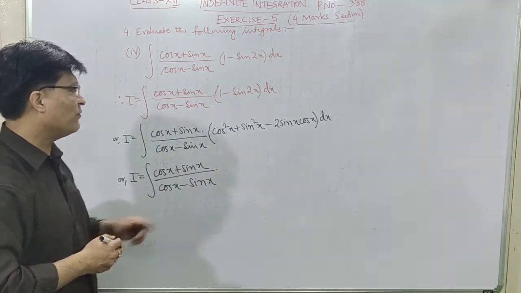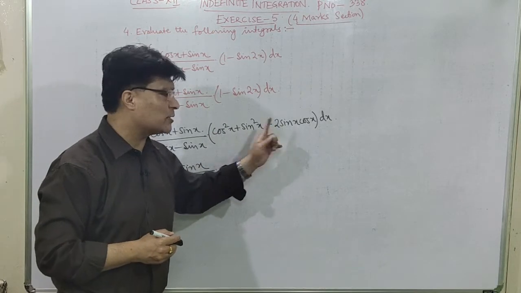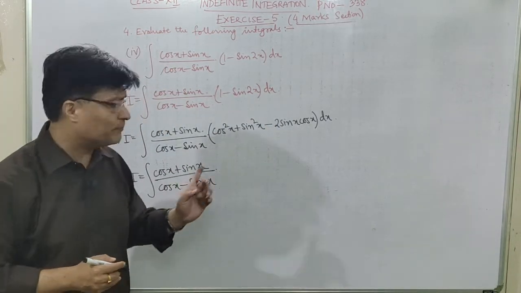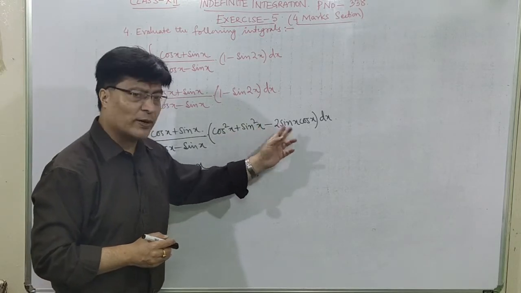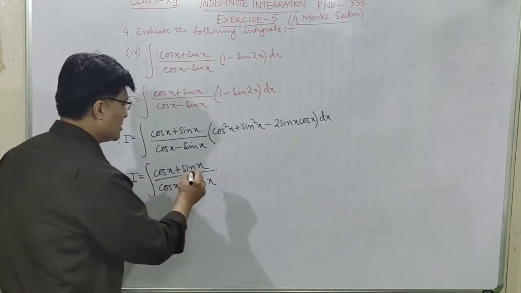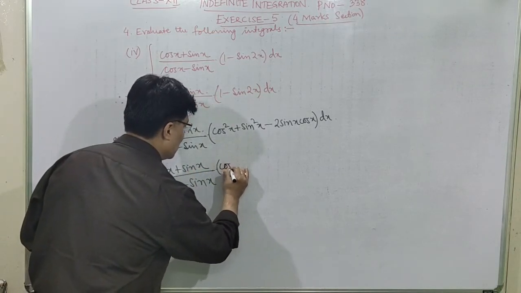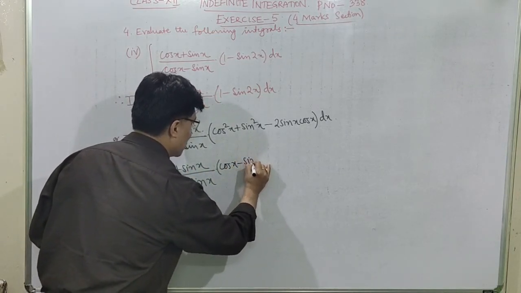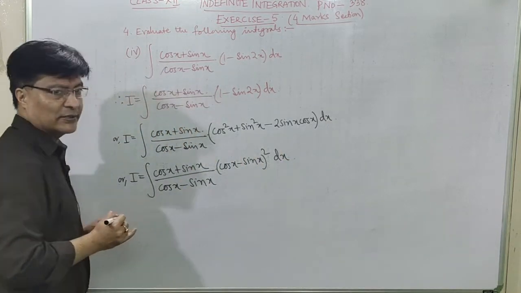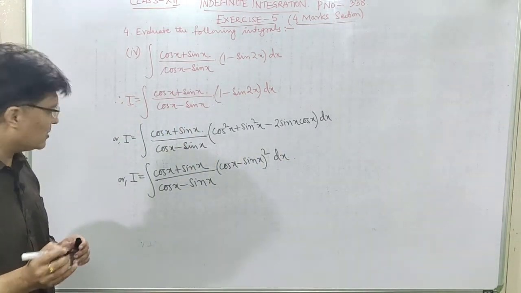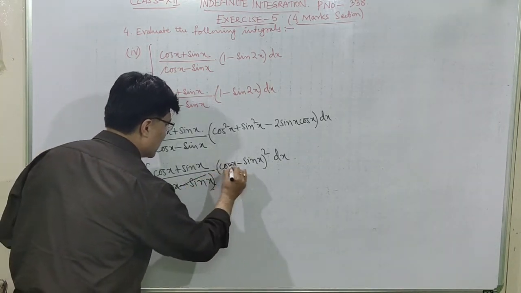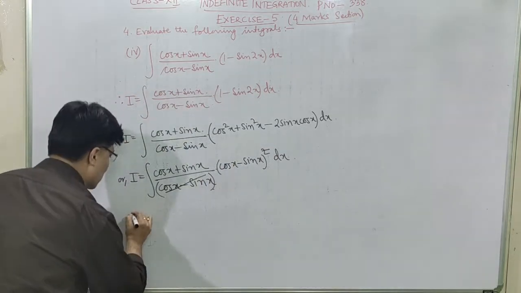Now there is a formula for cos square x plus sin square x minus 2 sin x cos x. So which formula is used out here? It is a square plus b square minus twice ab, which is a minus b whole square. So what is a minus b whole square here? It is cos x minus sin x whole square. Then you can write dx. So I think you have understood it. So we can simplify it. You can cancel here cos x minus sin x and this square will be cancelled.